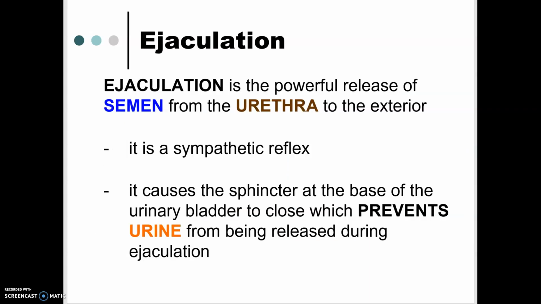Now the sperm needs to travel from the male reproductive system into the female reproductive system. So the term for the sperm moving through the urethra is called ejaculation. Okay, and ejaculation is the powerful release of semen from the urethra to the exterior inside the female's vagina. It's a sympathetic reflex, so it happens with those involuntary movements of peristaltic muscle contractions, and it causes the sphincter at the base of the urinary bladder to close so that urine can't escape during ejaculation. So only semen is moved through the urethra at that time.